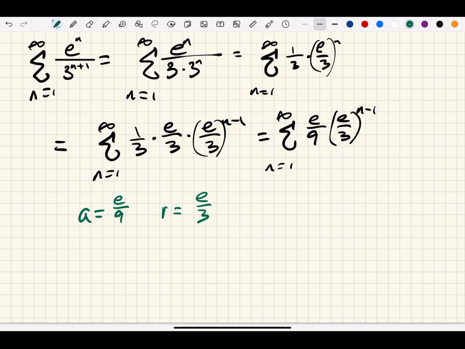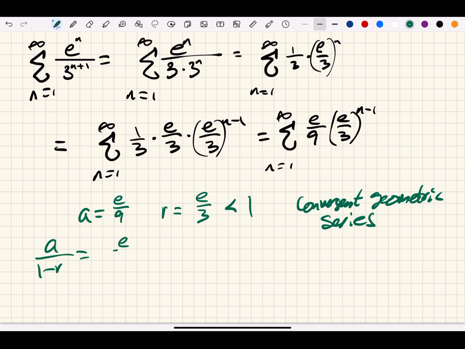Now, what's significant about e/3? How big is e? It's less than 3. Less than 3. And since it's less than 3, e/3 is less than 1. Sweet. Okay, so here's what we know. We know that this is a convergent geometric series, and its sum, A over 1 minus R, would be e/9 over 1 minus e/3.